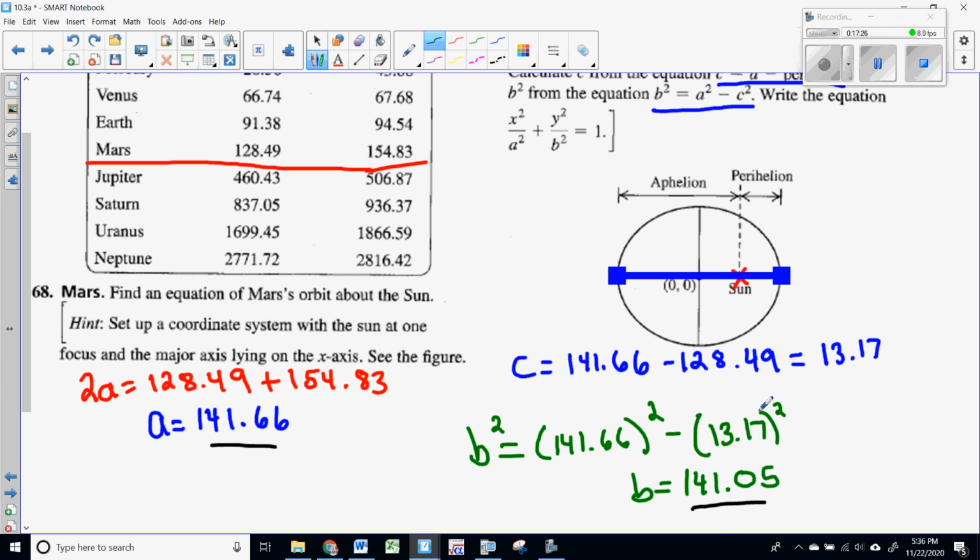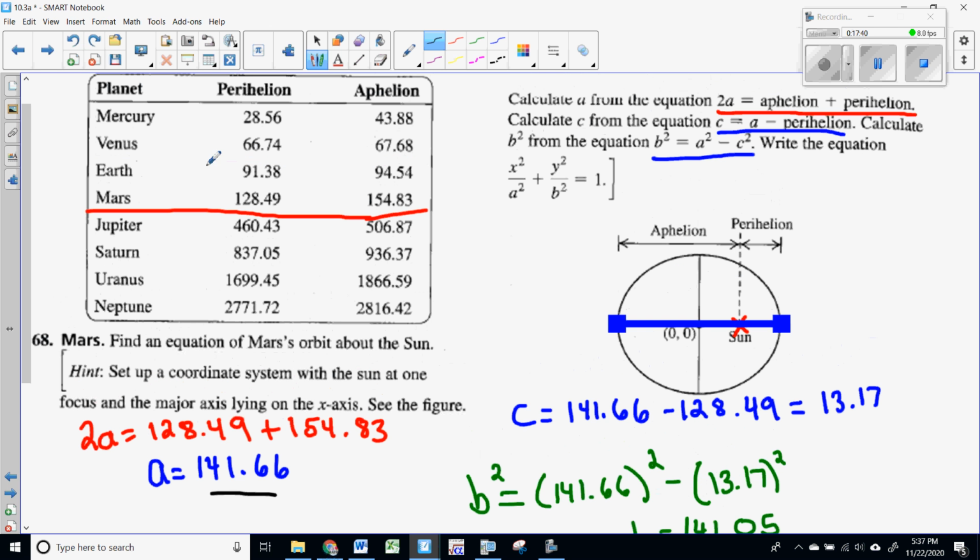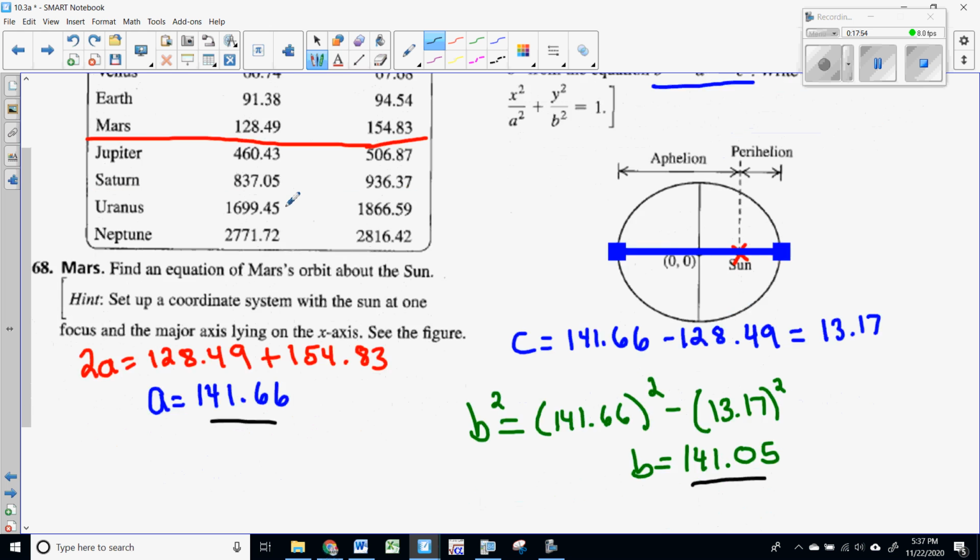Now, notice for Mars, the one that we're doing, these A and B are very close and very similar. That tells us, remember, that our foci are both very close to the center. That tells us our orbit is very close to a circle. And if you look at some of these other planets, you will notice Venus, very close, Earth, very close to the same. Those are closer to a circle. Something like Mercury is much further. These two distances are much different. That's going to give us very different answers.